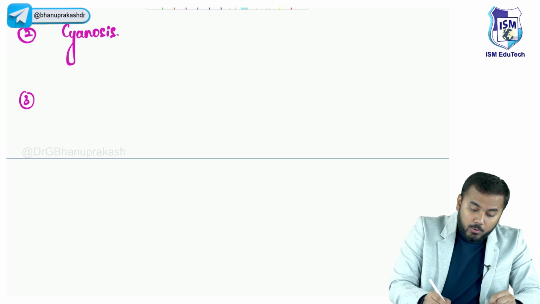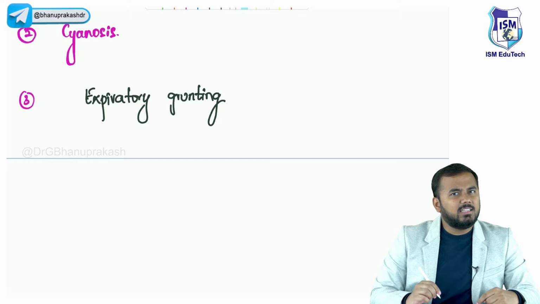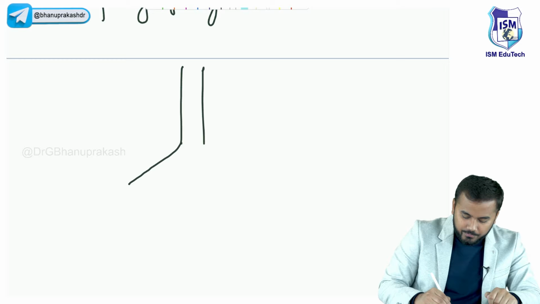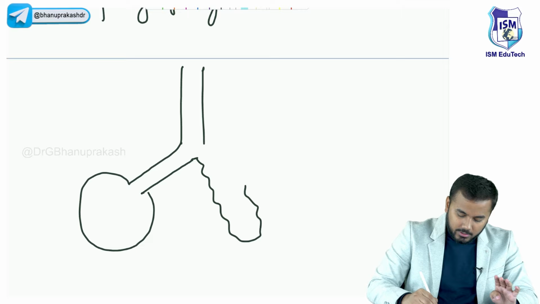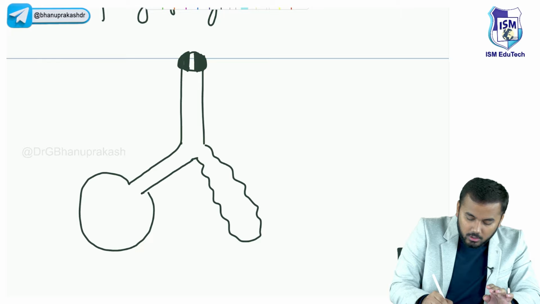The third important clinical feature is expiratory grunting. Now, this is something very important to know, guys. Expiratory grunting is our body's auto backup mechanism, you can say. So what is this expiratory grunting? For example, these are the lungs. This is one alveolus which is normal, and now one alveolus is collapsed. Just for explanation's sake, I'm drawing this as a glottis. So this is your glottis, a small opening.